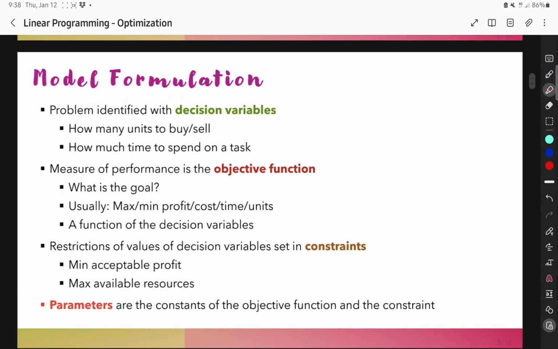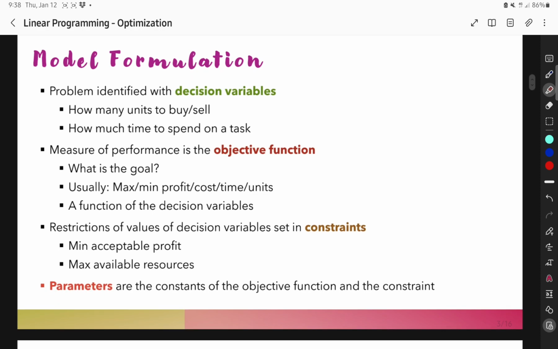Okay, so how are we going to formulate our linear programming model? First, you have to identify the decision variables. How many units to buy or sell? So buning imong ilat X or Y. How much time to spend on a task? These are just examples. Next, you are going to measure the performance, which is the objective function. So what's the goal? Usually in your objective function, we have maximizing the profit or minimizing the cost. And of course, this is a function of the decision variables.